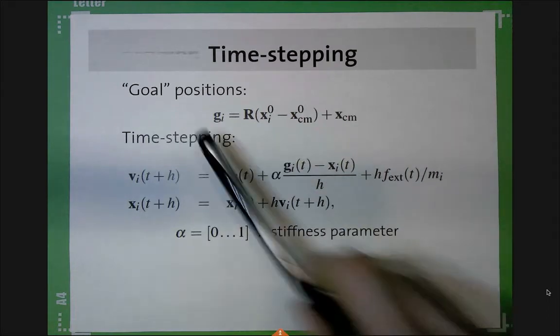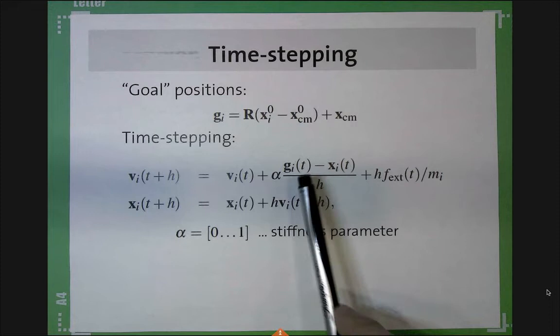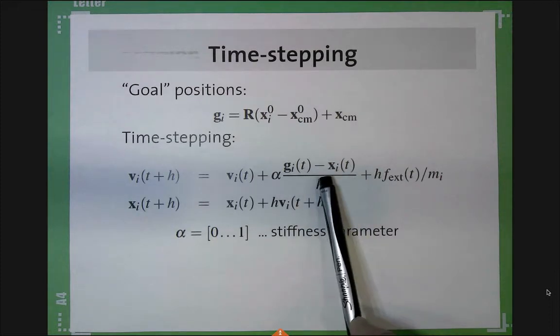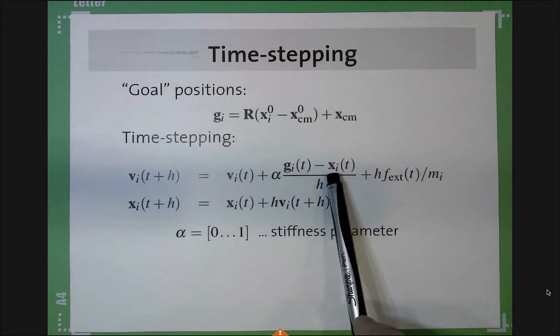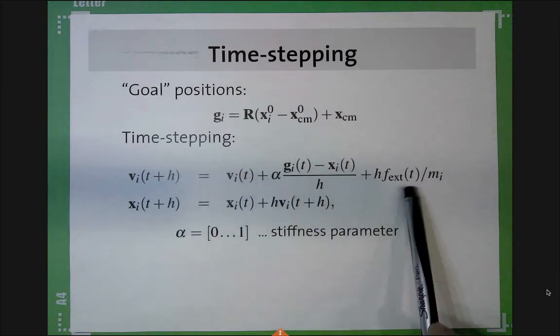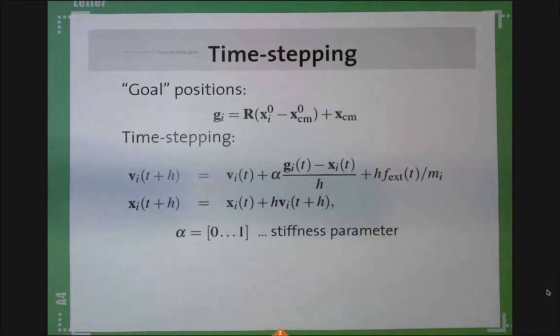The goal positions is where the object would go if it was rigid, right? And then we do this time stepping, which I already explained a little bit, which says that there is this special force which pushes the particles to the positions where they would go if the object was rigid. It's not perfectly rigid, of course, because the inertia term and the external forces term are competing with it. So it's not perfectly rigid. That's why it can wiggle and jiggle and whatever.